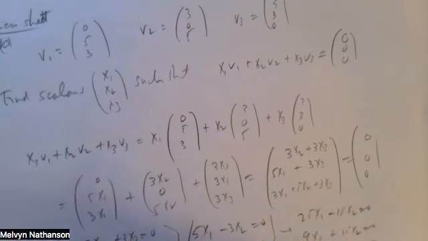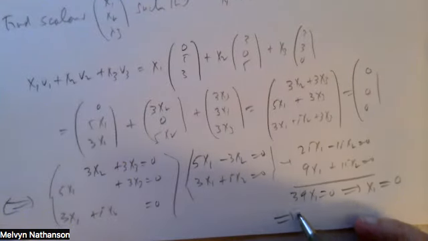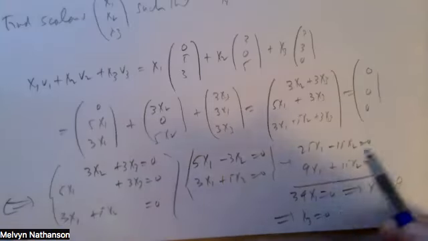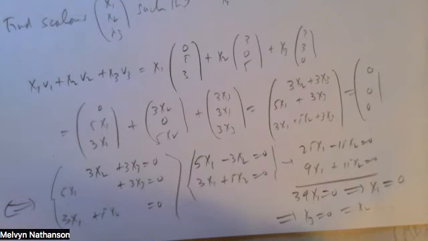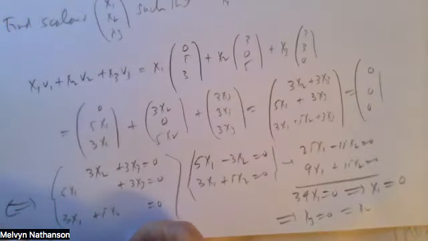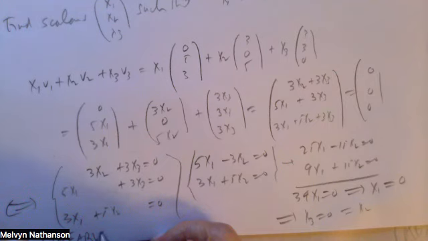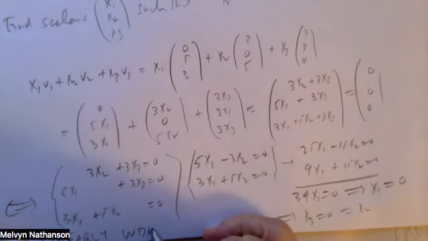If x1 is 0, x3 is 0, and if x1 is 0, x2 is 0. So the only scalars, the only vector x1, x2, x3, where this linear combination is 0 is the trivial linear combination. So that means these vectors are linearly independent.